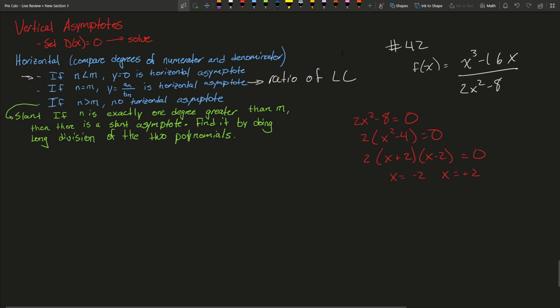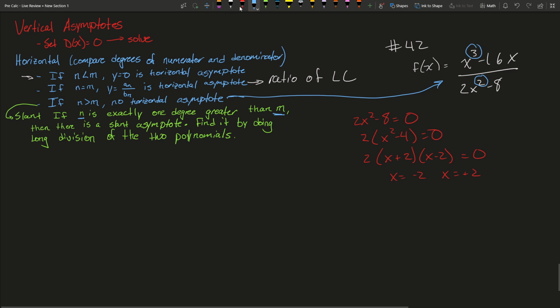But for number 42, same thing is true. Set that denominator equal to 0. When you do that, you get x equal to -2 and x equals +2. Then, for horizontal asymptote, you compare this 3 with this 2. Because the degree of the numerator is greater than the degree of the denominator, there is no horizontal asymptote. Okay? But n is exactly 1 greater than m. So then we have a slant.